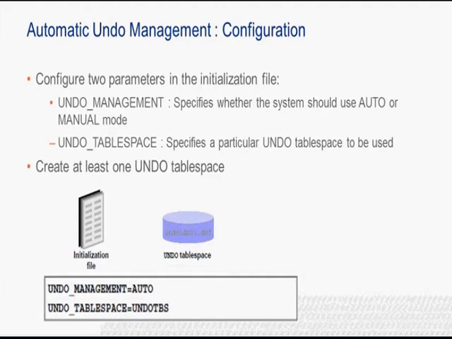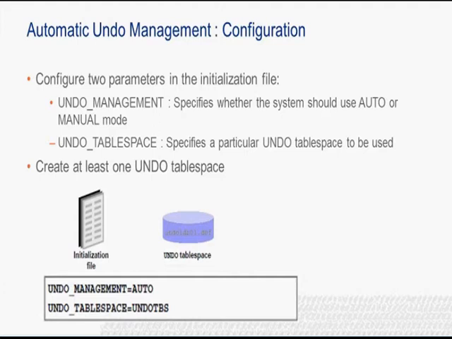UNDO_MANAGEMENT. The UNDO_MANAGEMENT parameter determines the undo mode of the database. The parameter can be set to one of two values, AUTO or MANUAL, and must be set in the initialization file. If AUTO or null, it enables automatic undo management. If MANUAL, it sets manual undo management mode. The default is AUTO. UNDO_MANAGEMENT cannot be changed dynamically after the database starts.